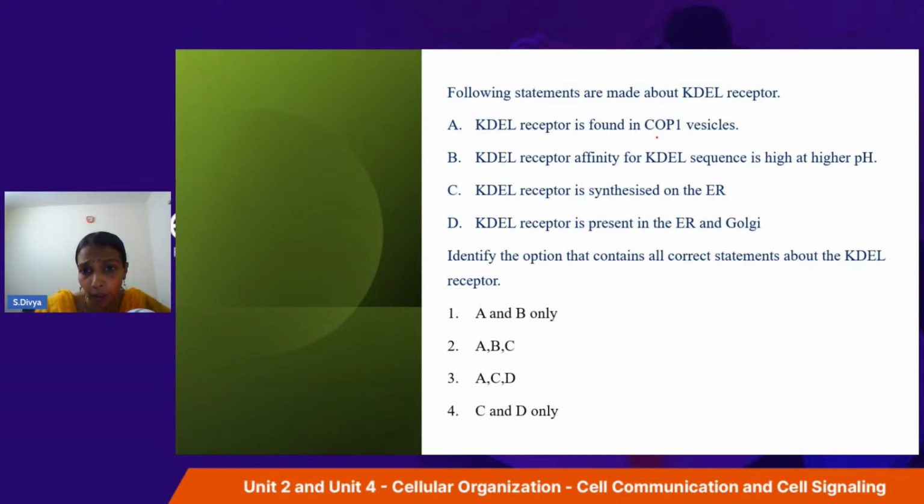KDEL receptor is found in COPI vesicle. Affinity towards KDEL sequence is high at higher pH. Synthesized on the ER, is present both in ER and Golgi. So you have to identify the correct combination regarding the KDEL receptor.